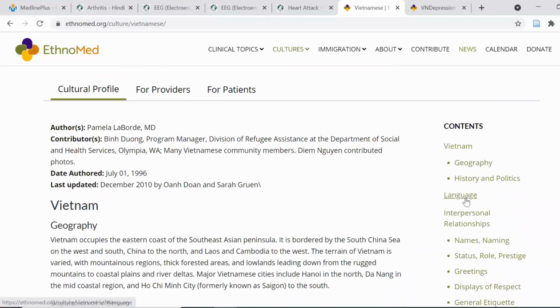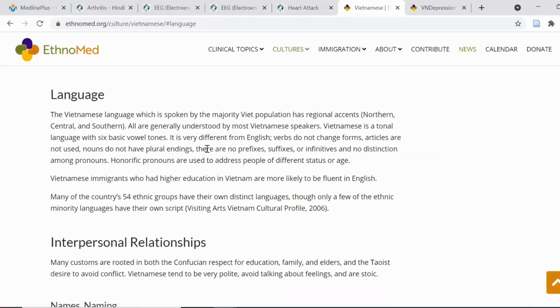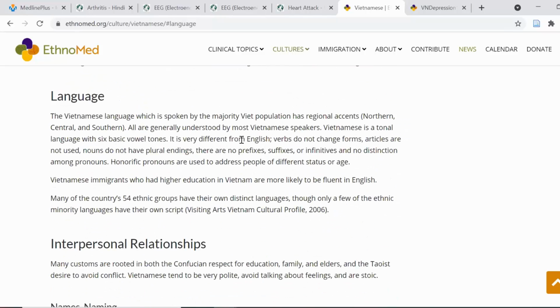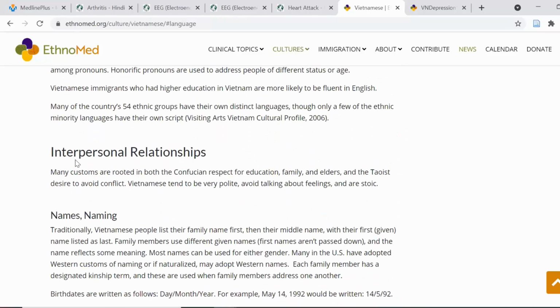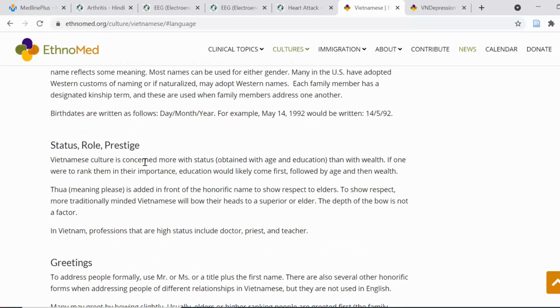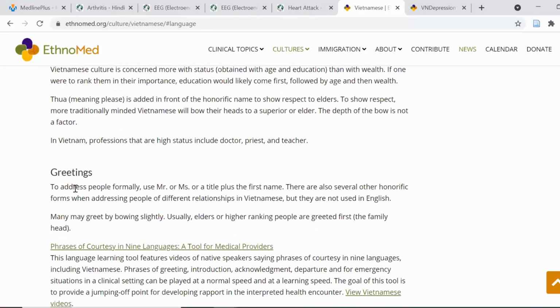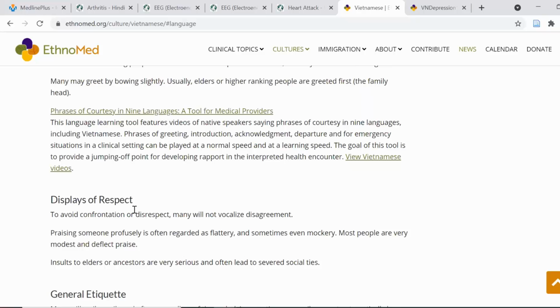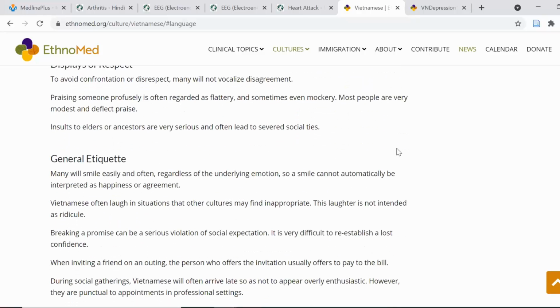say we were interested in talking about Vietnamese, you can actually look at information about their cultural profile, language, and the diversity of different languages or any differences with dialects and such. And if we scroll down, about interpersonal relationships you might have with them: greetings, etiquette, displays of respect that you might want to communicate.